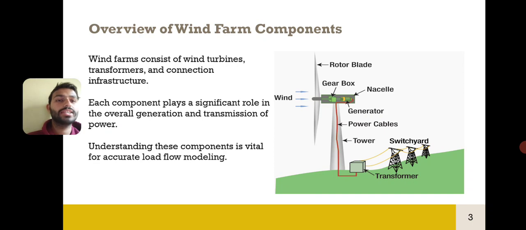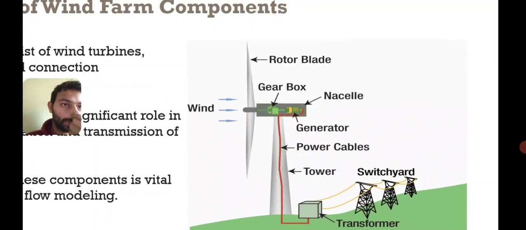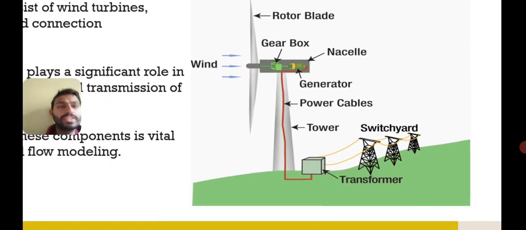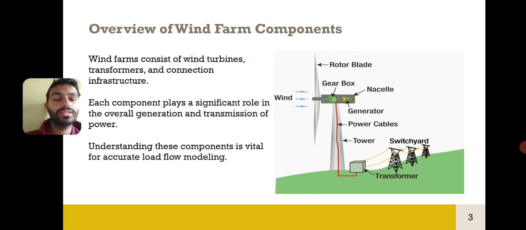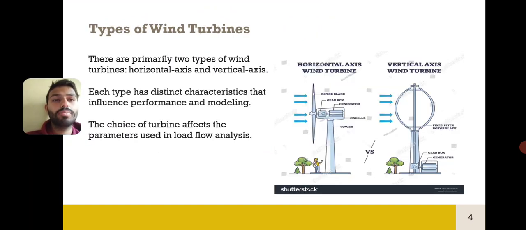In this picture, we can see the components of the wind turbine, which is placed horizontally. There are two types, horizontal and vertical. In the horizontal type, there is a rotor blade with three blades, a gearbox and nacelle, generator, power cables, tower, and a transformer and a switchyard which is connected to the grid of the substation and the nearby transformers.